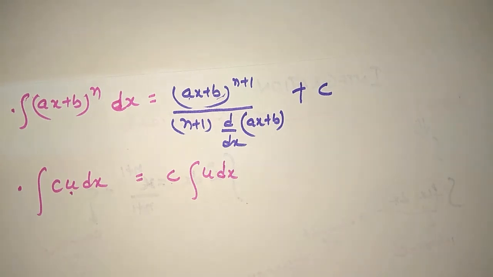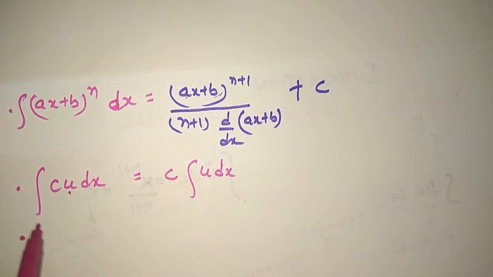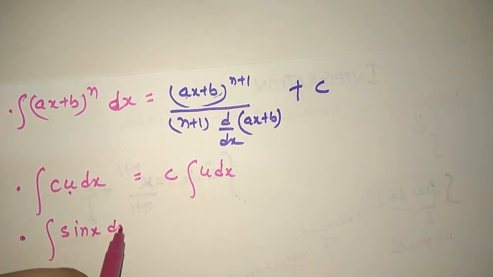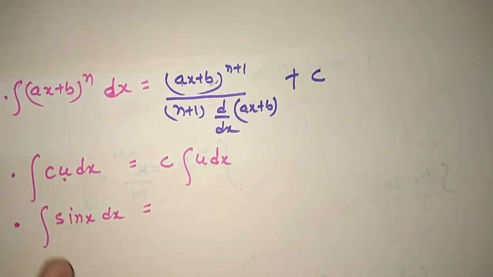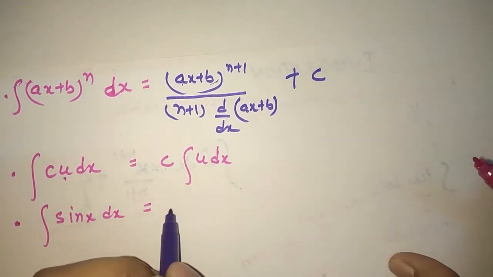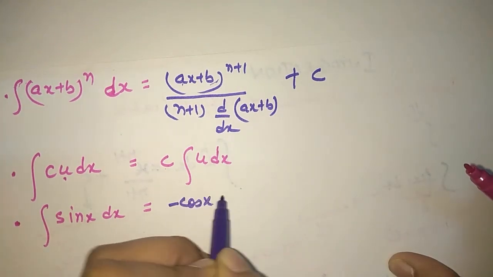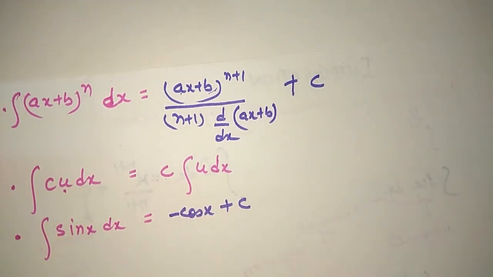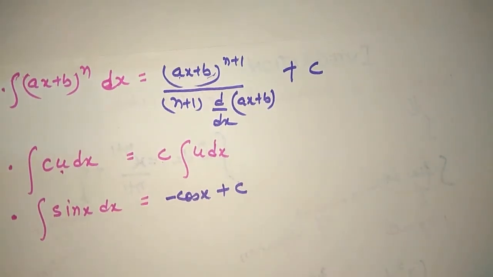Now again the next formula is the integration of sin x dx. In differentiation we have the differentiation of sin x as cos x, but here we have minus cos x plus c. C is the constant of integration. It is just opposite to that of differentiation.